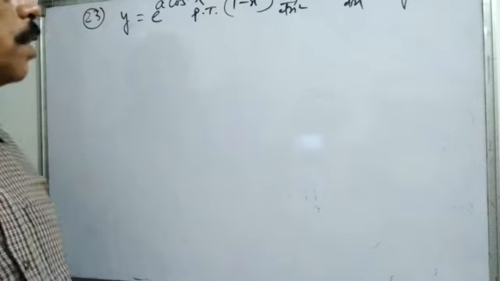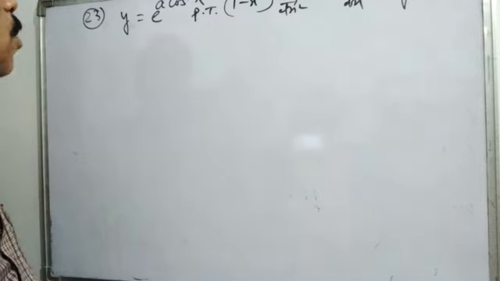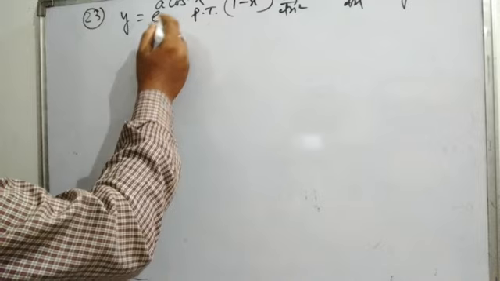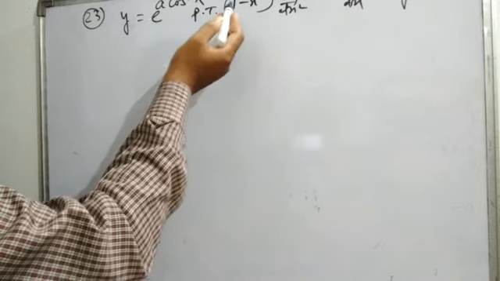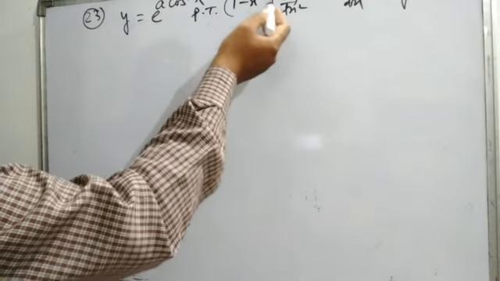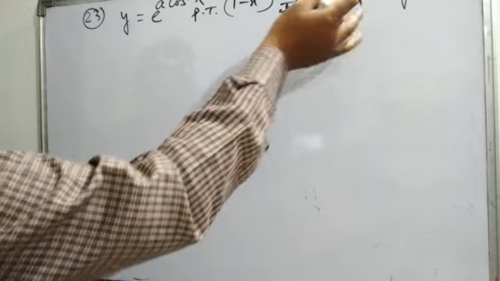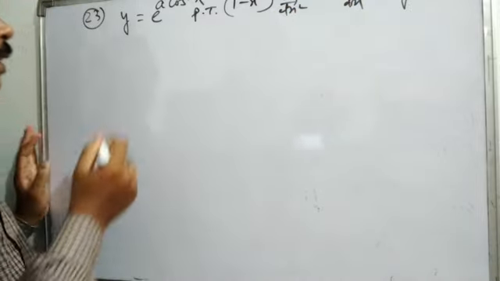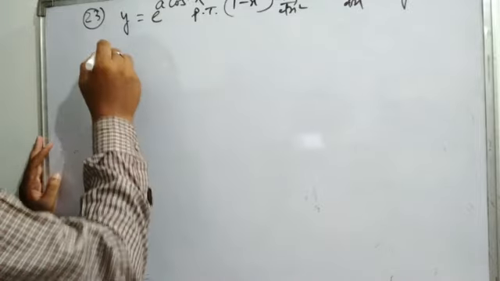Now consider the miscellaneous exercise, page number 192, a similar question just like question number 17 of the last exercise. That is y is equal to e to the power a cos inverse x. Prove that (1 minus x square) d2y by dx2 minus x dy by dx minus a square y is equal to 0. You have to prove it. So how can we prove it?